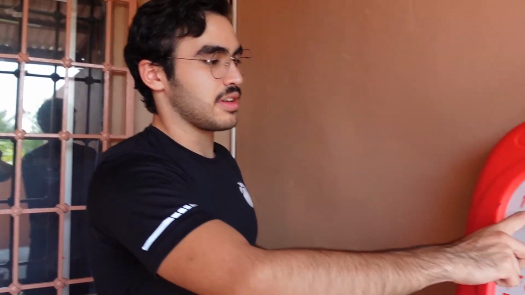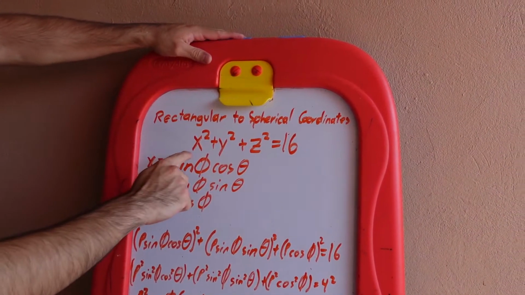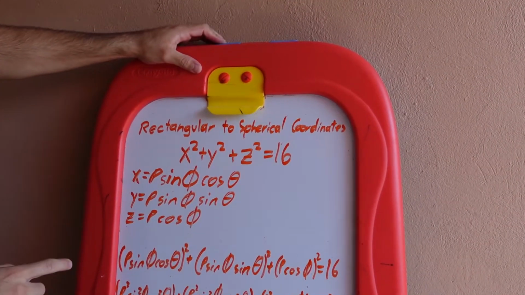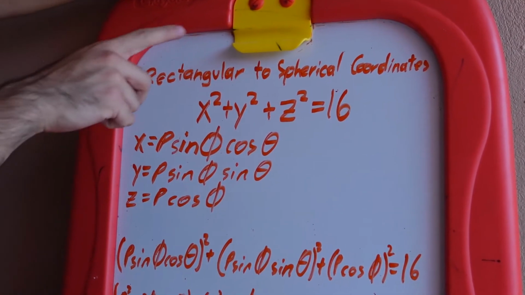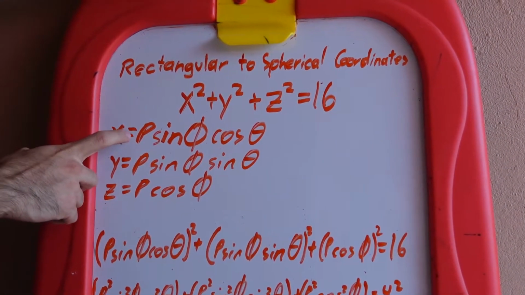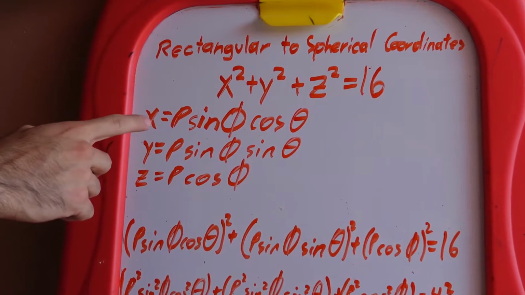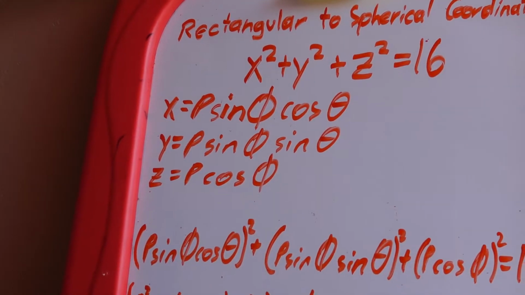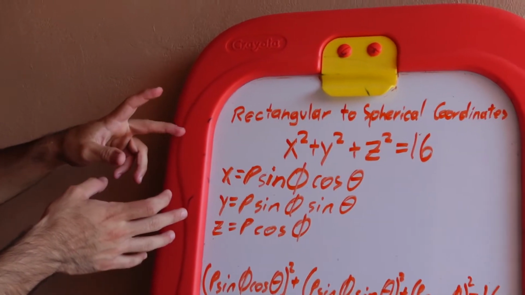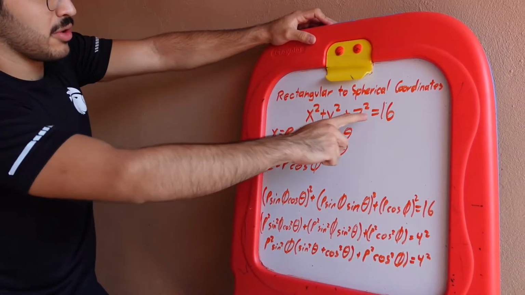Okay, hello, my name is Alejandro. Now we're gonna convert rectangular coordinates to spherical coordinates. So in this case, we have a rectangular equation, x squared plus y squared plus z squared equals 16. So basically, in spherical coordinates, x is equal to rho sine phi cosine theta, y is rho sine phi sine theta, and z is rho cosine phi. So we're gonna put these new values in the original formula.